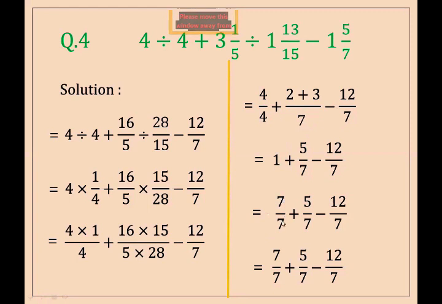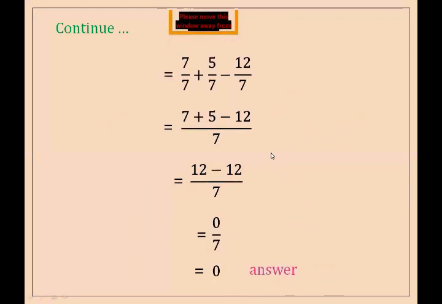So we multiply 1 by 7 and also the denominator by 7 here. Okay, it becomes a like fraction, and here we write again the same step: 7 upon 7 plus 5 upon 7 minus 12 upon 7. In our next step, the fractions become like fractions.